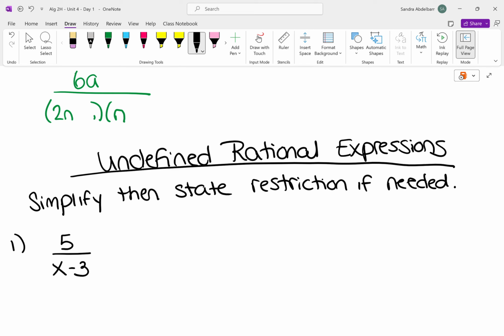When is a fraction undefined? Or when is something undefined? Michael? Good. When there's a 0 in the denominator, it is undefined. So we want to be cognizant to say, okay, this is completely simplified, but we know if x is equal to 3, won't the denominator equal 0? So we're going to say x cannot equal 3. That is the restriction. X cannot equal 3.